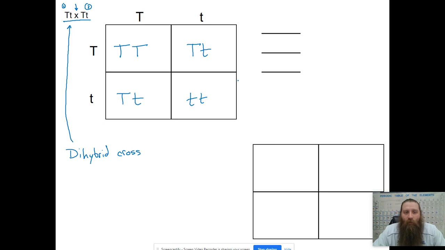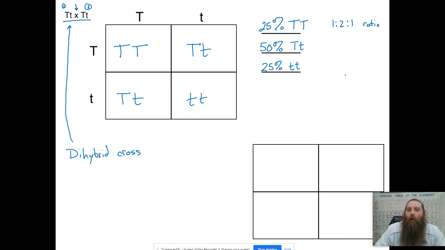And what I end up with is 25% big T, big T, 50% big T, little t, and 25% little t, little t. Now, there are a lot of different ways we can express that. We can write it like this. We could say this is a 1 to 2 to 1 ratio. And it's implied that we're looking at homozygous dominant, hybrid, and then homozygous recessive. Okay, that's the order. We always write that in.